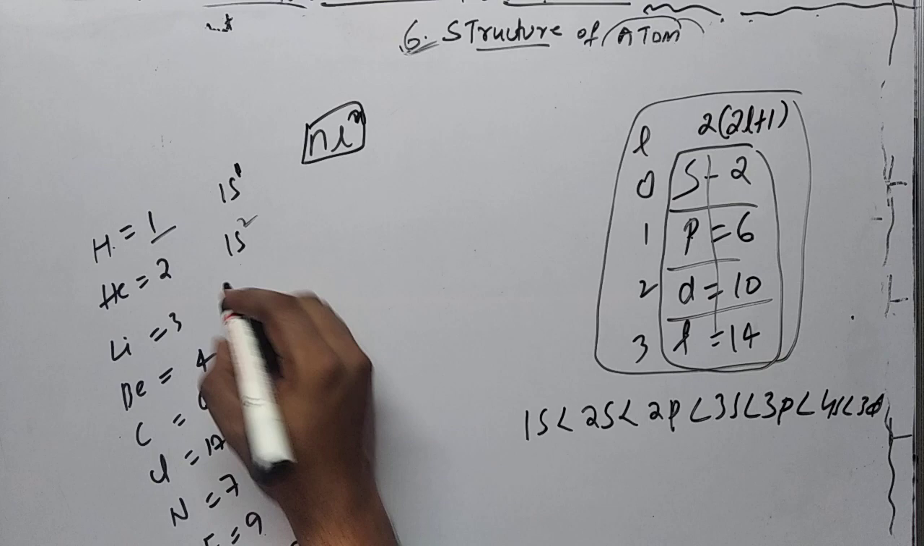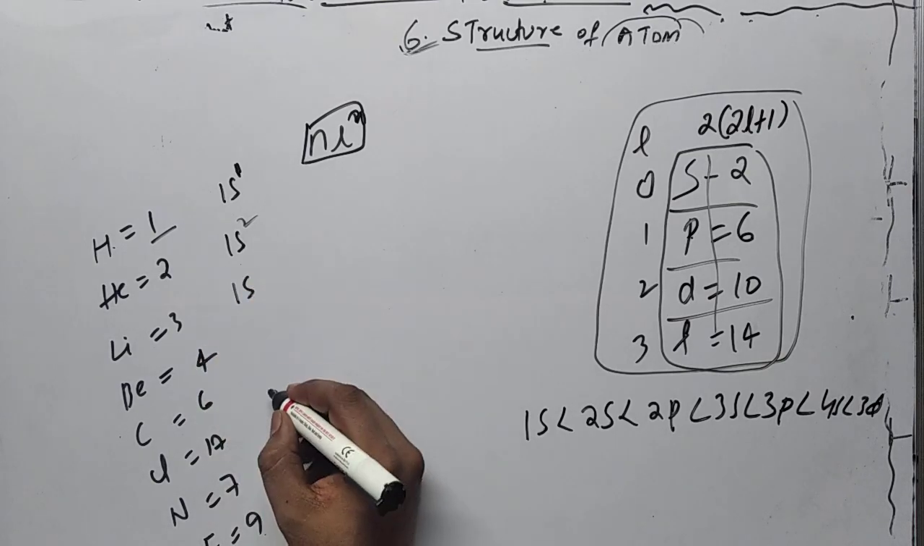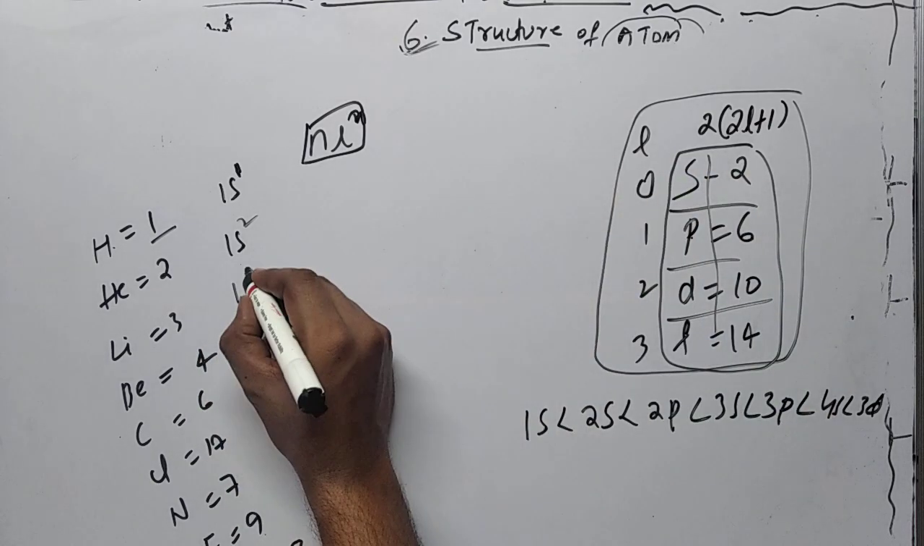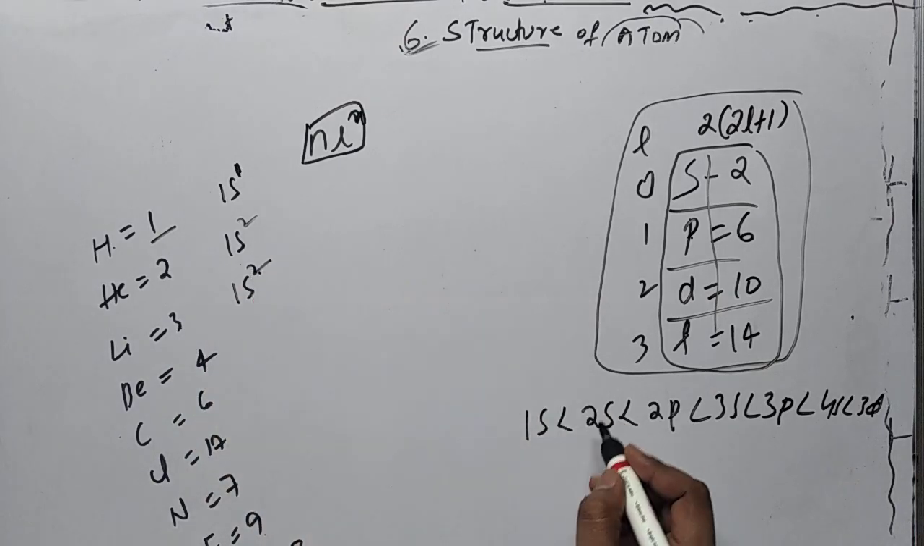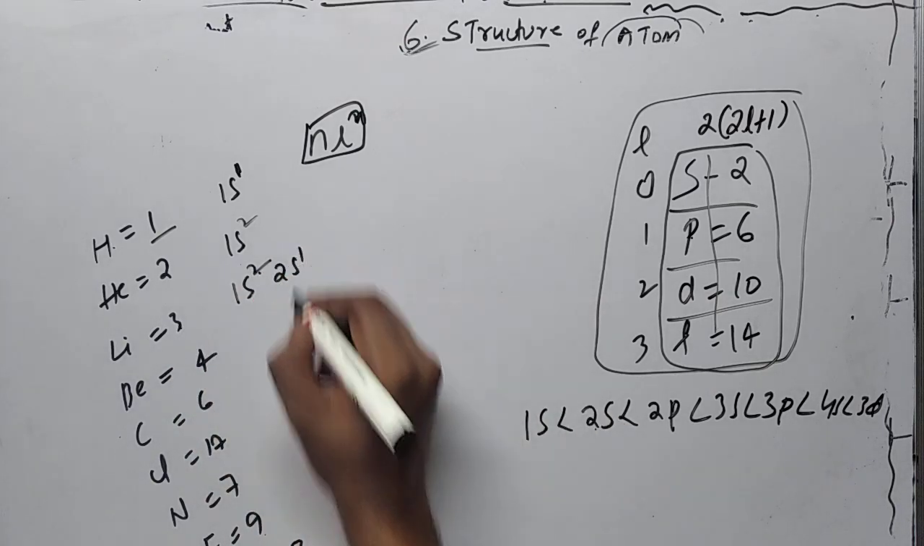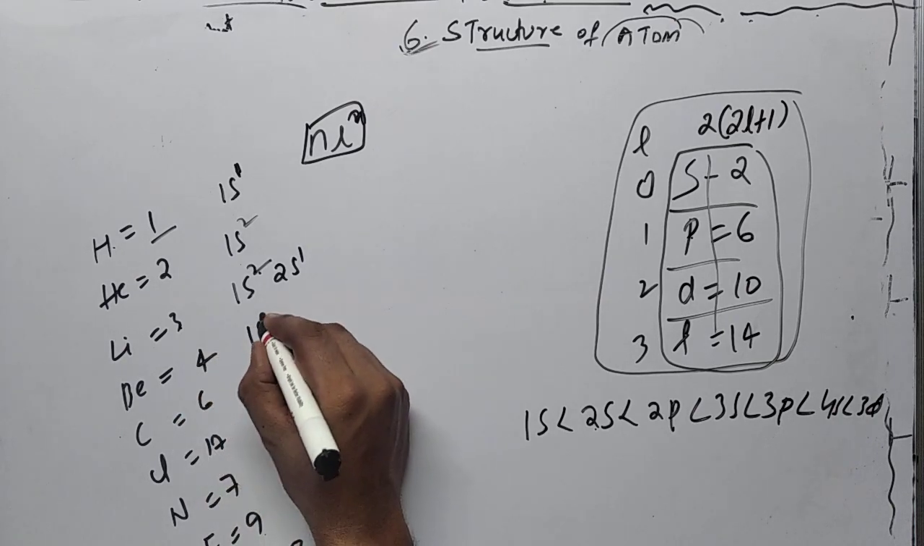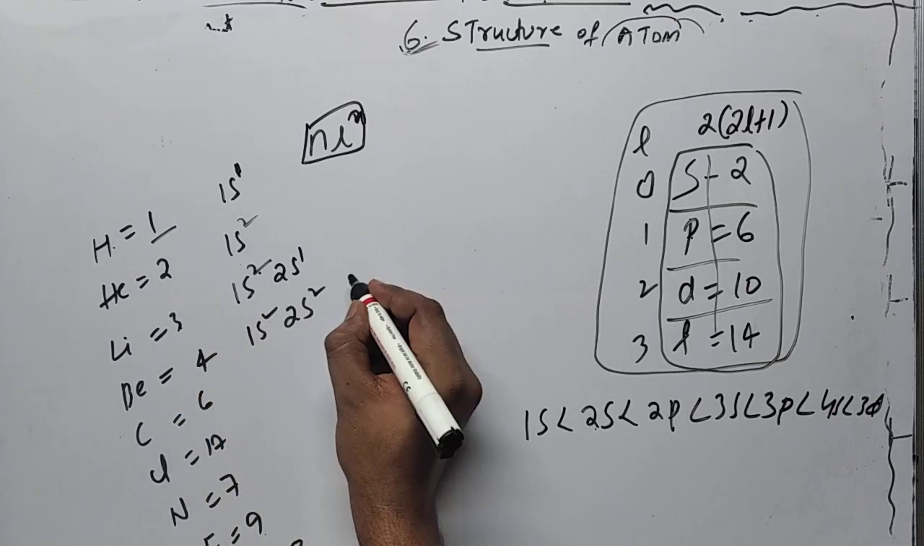So next, lithium. You have to take 1s. The 1s orbital has a maximum of 2 electrons. Lithium has 3 in total, so after 2 are filled, 1 electron is left, and that will fill 2s, so 2s1. Similarly for beryllium, 1s2, 2s2.